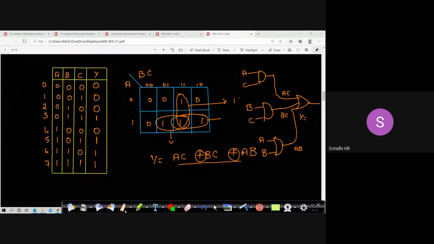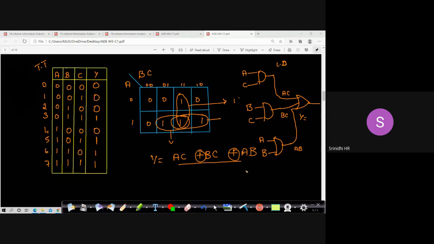So first go with the question. For the given question, you'll write your truth table. After writing your truth table, you'll write your K-map. After writing the K-map, you'll go with your logic diagram, or logic circuit diagram, whatever you may call it. Any doubts in this? No, sir. Can we continue with the next problem? Yes, sir.